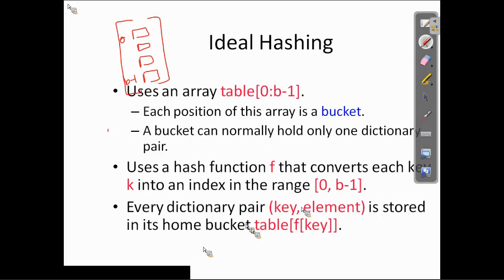So using this, suppose you want to store key 101 and the element is the employee record. Where will it be stored? In the table. In which bucket of the table? That bucket of the table is generated using f of key. What is f? F is the hashing function.